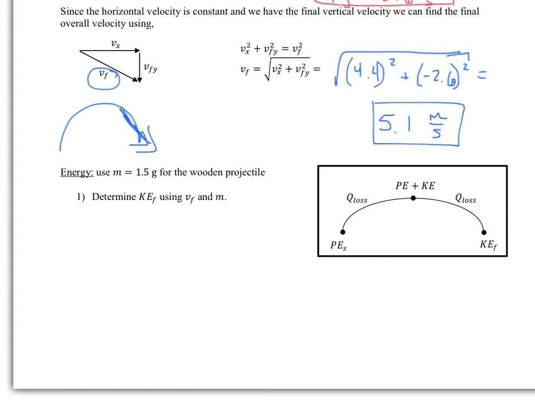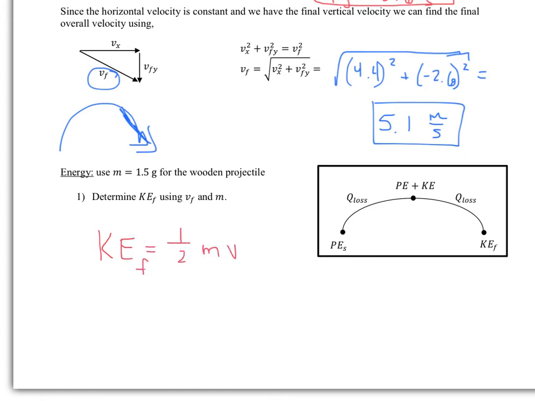We solved for final velocity a minute ago. So using that final velocity and the mass I gave you right here, the mass of the wooden projectile, 1.5 grams, come up with the kinetic energy at the very end. What's the formula for kinetic energy? Recall, what is the formula for kinetic energy? Kev? Is it 1/2 mv²? It is.